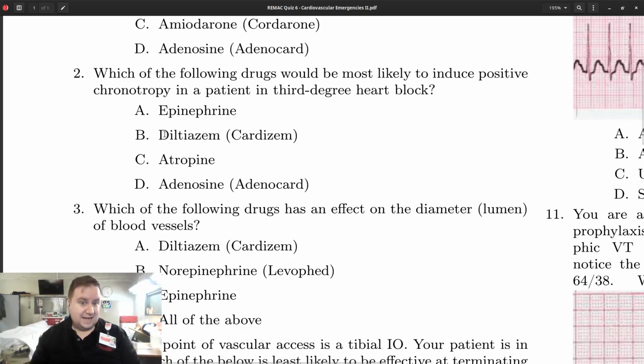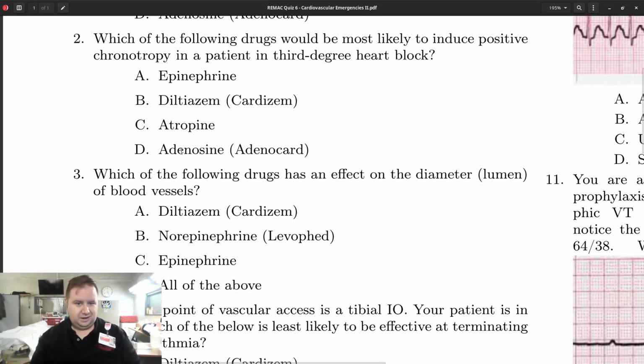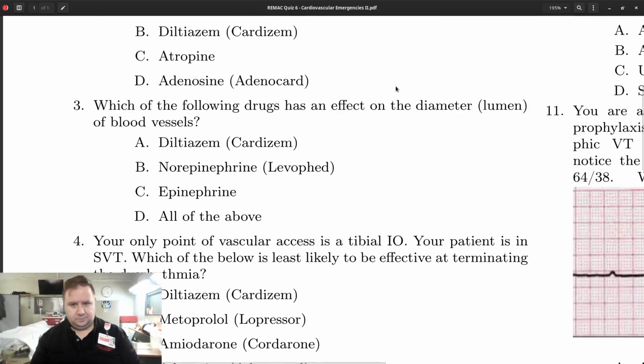Diltiazem, by the way, negative chronotropy. Adenosine, negative chronotropy briefly, right? Obviously it has a short duration of action, but negative chronotropy as well. So only 2 of these answers would even theoretically have positive chronotropy, but of those, you would not expect atropine to be very effective in third-degree heart block because of the complete blockade of the AV node.